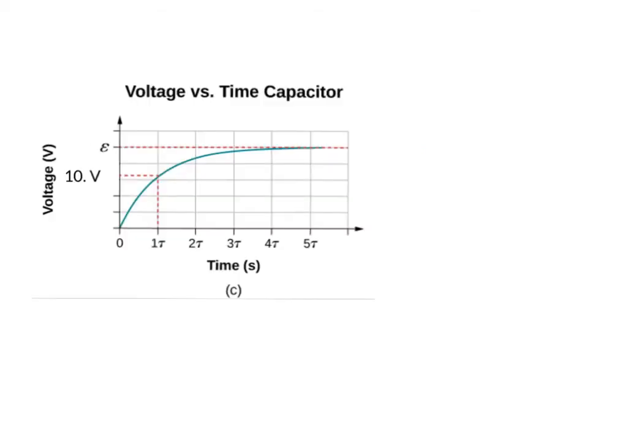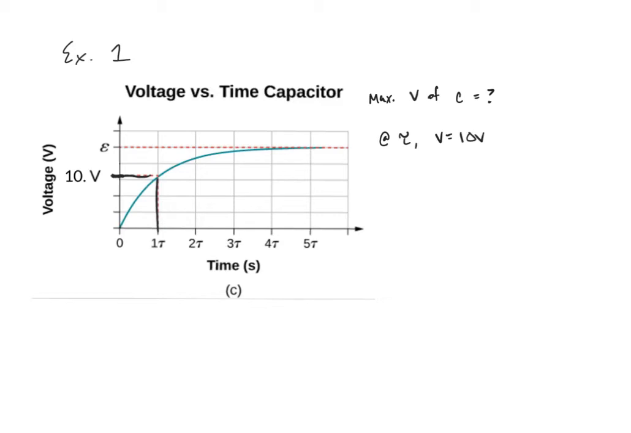So let's go ahead and take a look at example 1. In this problem, we have a graph of the voltage versus time for a capacitor, and we have labeled here that at this moment in time, we are at 10 volts. Using this graph, I would like to figure out what the maximum voltage of the capacitor is. So I know that at 1 times my time constant, I am at 10 volts. So at my time constant, my voltage is 10 volts.